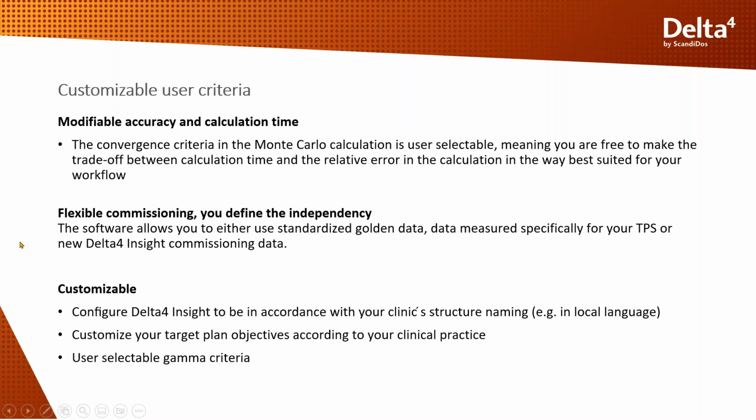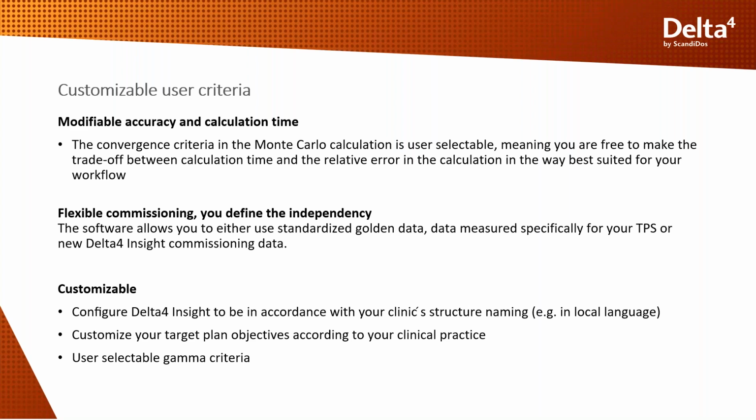For the commissioning, you can define further independency in the system. The WPM recommendation is to use data independent from the data you used in your treatment planning system. So we allow either data measured for your TPS, but preferably data measured specifically for Delta4 Insight. But another very good and popular option is to use golden data, which will also give you a good independency from other measured data.